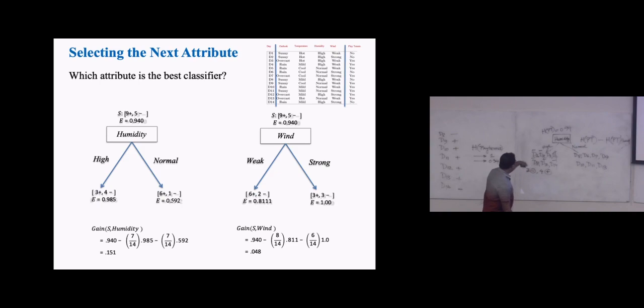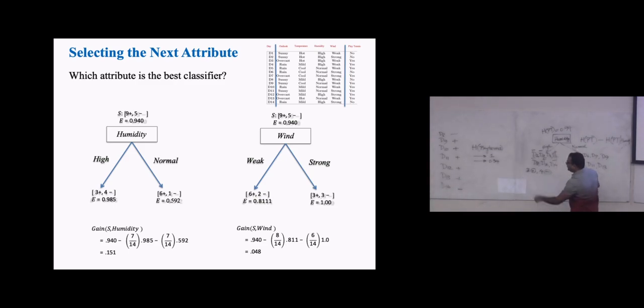1, 2, 3, right? Yeah, I wrote it the wrong way. Right, 3 positive. 1, 2, 3, 4. Yes, 4 negative, right? Although it doesn't change your uncertainty, but yeah, this is the right way. And then what happens here?